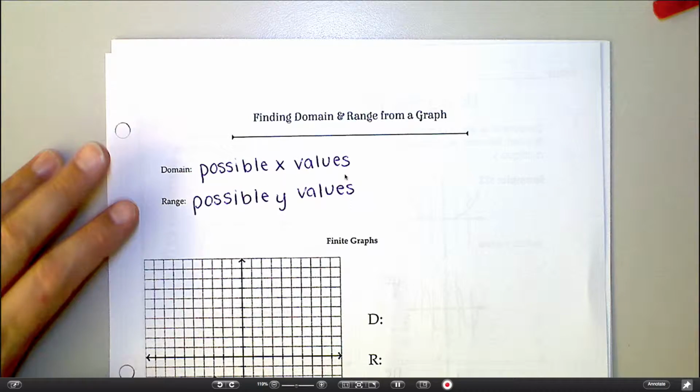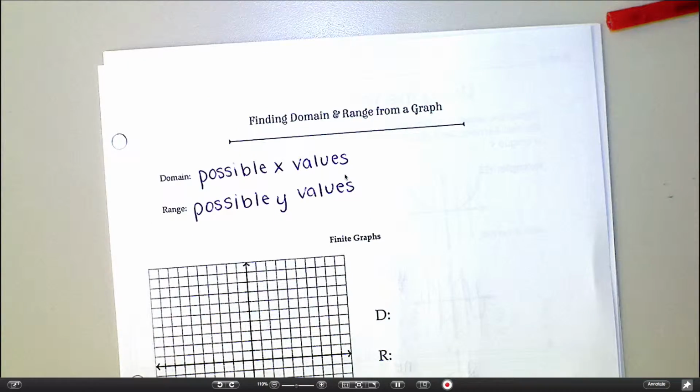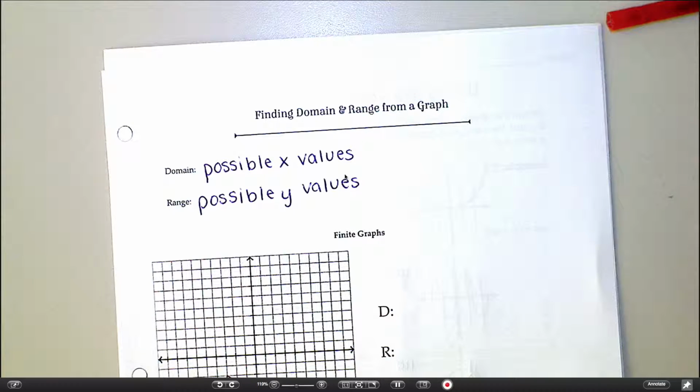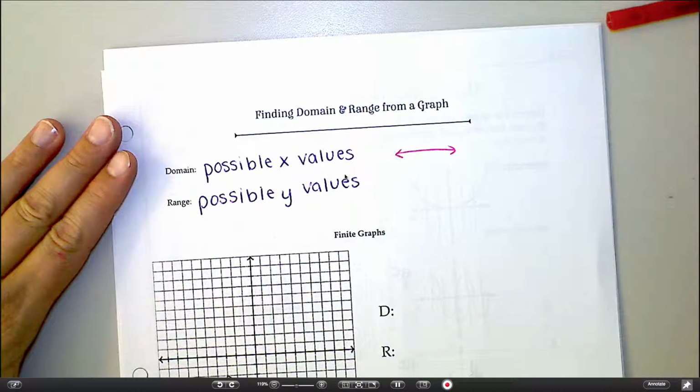Okay, on a graph, the x values go in which direction? Show me with your hands. Horizontal. They go horizontally, they go across, right? So when I'm talking x, I'm talking left to right. And when I'm talking y, I'm talking up and down. Good.